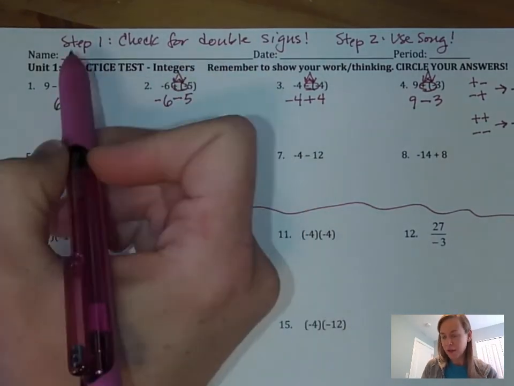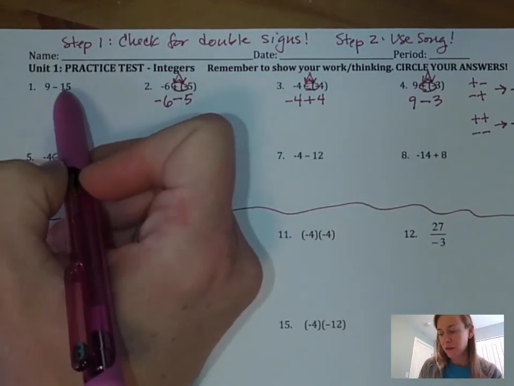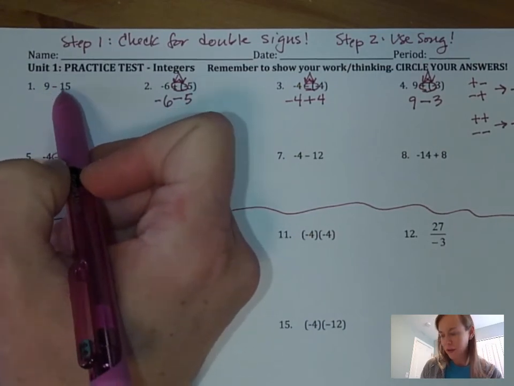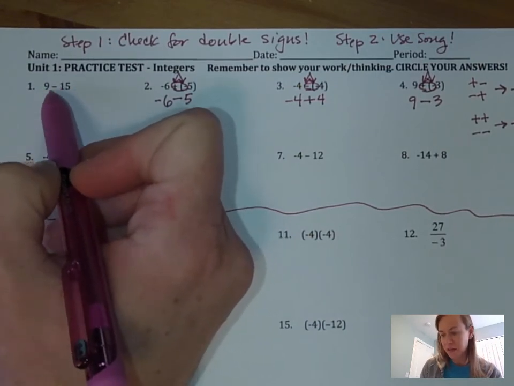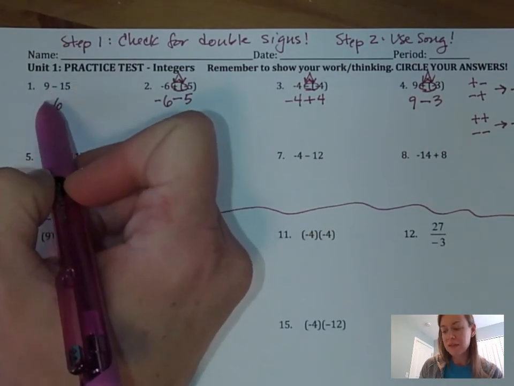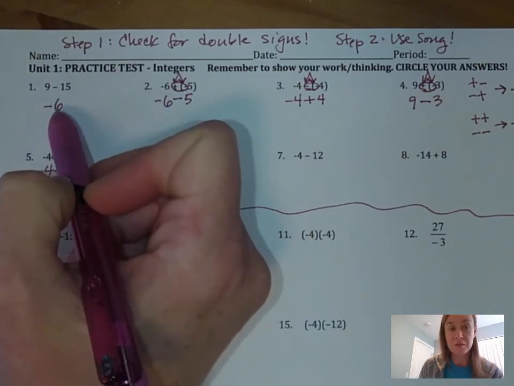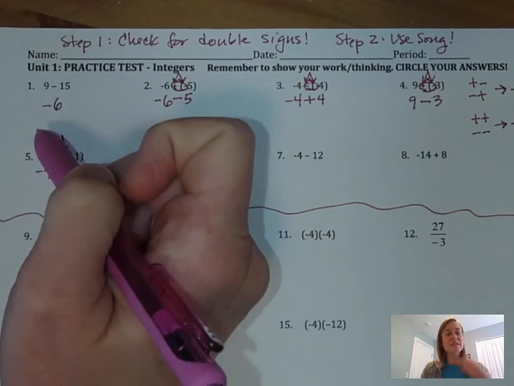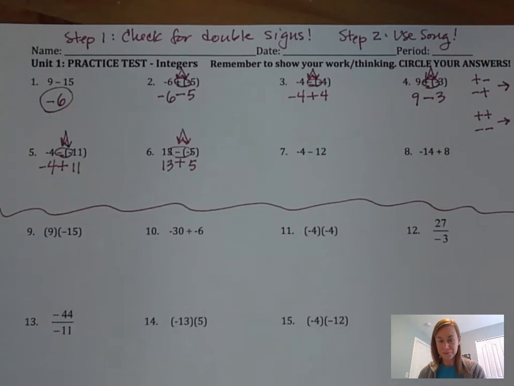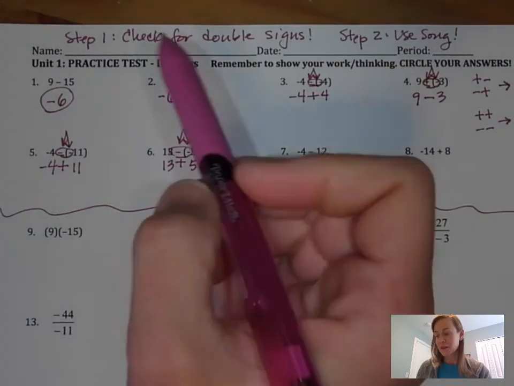So look back up to the problem. Which one is bigger, 15 or 9? 15 is bigger, and what sign is in front of it? Do we have a plus or do we have a minus? Looks like we have a minus, so that means 6 is also going to have a minus in front of it. In other words, our answer is negative 6. Put a circle around it and you're done. Let's go to the next one.